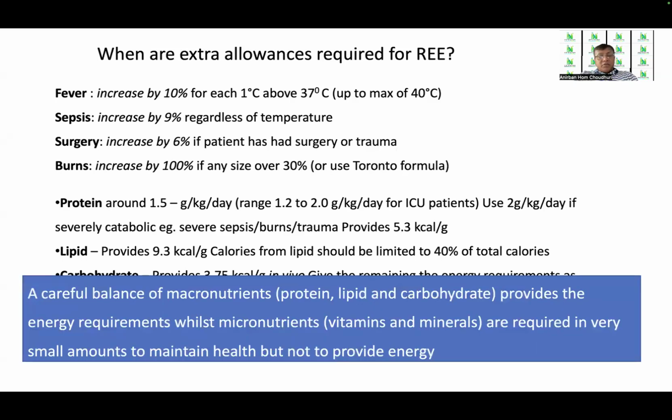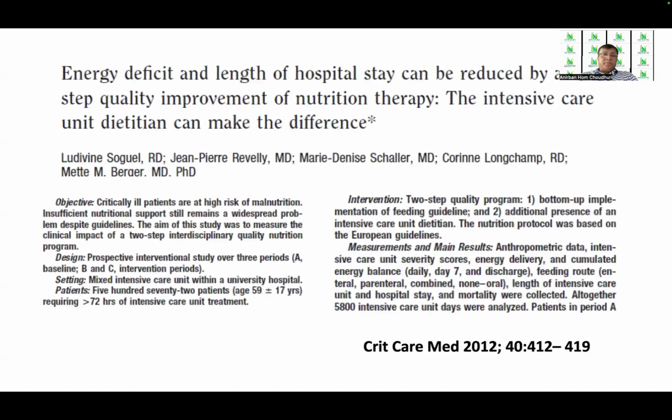So a careful balance of macronutrients provides the energy requirements, while micronutrients are the vitamins and the minerals which are required by the patients. They are required in very small amounts to maintain health, but they are not required to provide energy. Now, if you look into some of the studies, the energy deficit and length of hospital stay can be reduced by one-step or two-step quality improvement in nutritional therapy, and the intensive care unit dietitian can make the difference.